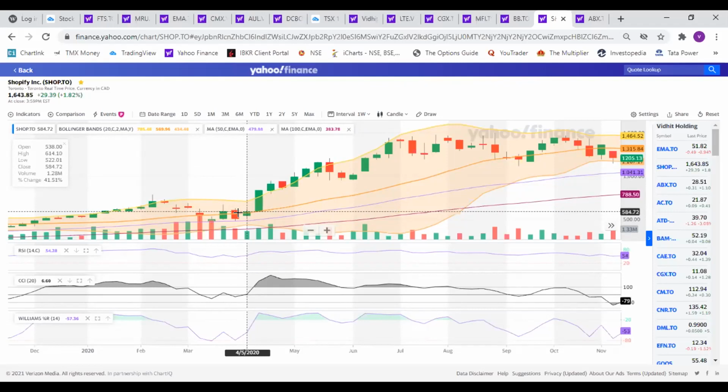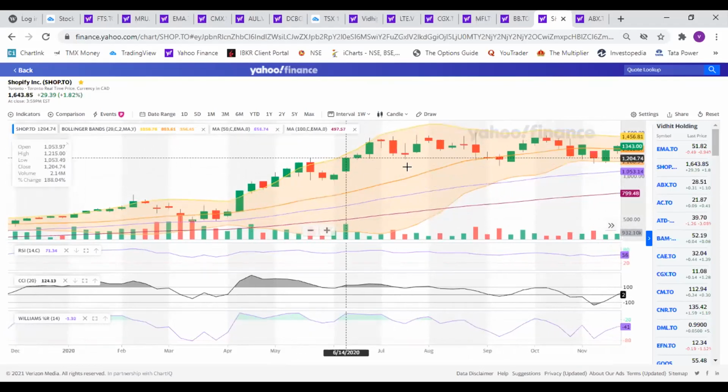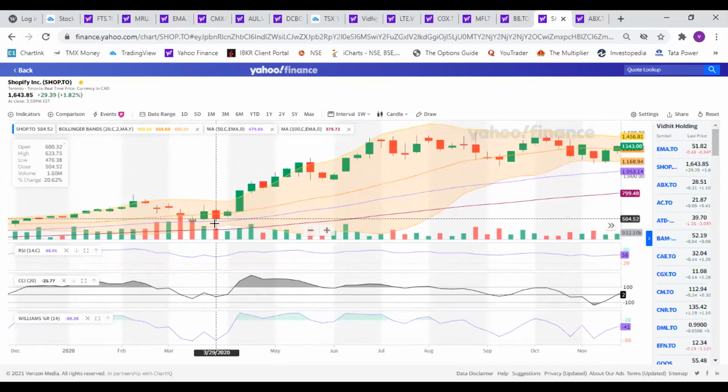That's exactly what happened over here. 5th of April and 6th of September. That was a 6-month duration, but then my profit margins are equally big.